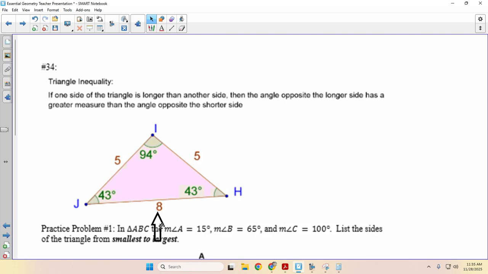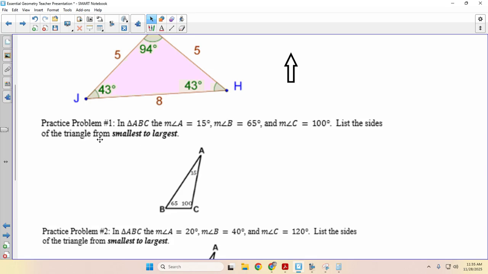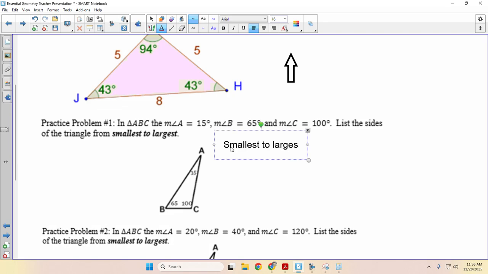And then this side is going to be across from a bigger angle than the angle that is across from the smaller side. So let me show you how it works. You're going to be given a triangle. It's going to have angles in it. So this one is 15, 65, and 10. And it's going to say list the sides of the triangle from smallest to largest.